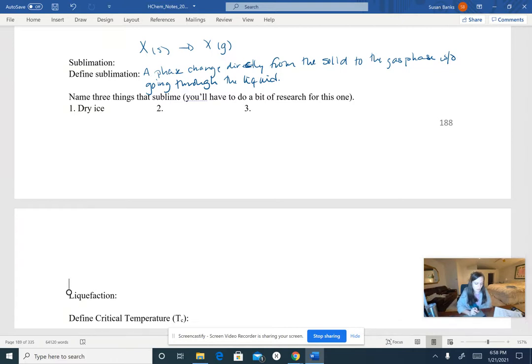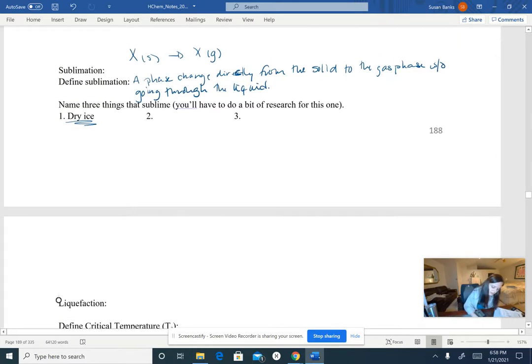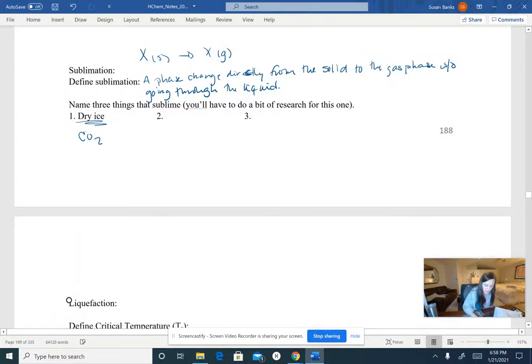Okay, so name a couple of things that sublime. You might have to do a little bit of research on this. Take a minute, pause the video. You can Google it if you want. We all know dry ice sublimes. We've all probably seen dry ice or played with dry ice. Dry ice is just carbon dioxide that's in the solid phase, and it goes directly to the gas phase. That's why it's called dry ice, because we never see the liquid phase. Can you guys think of something else that sublimes?